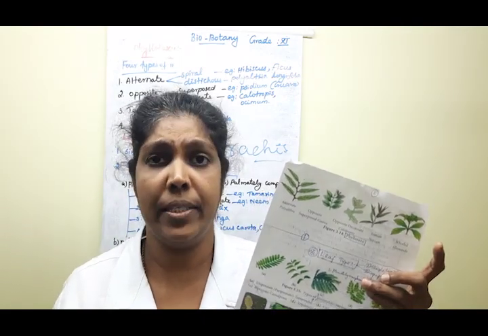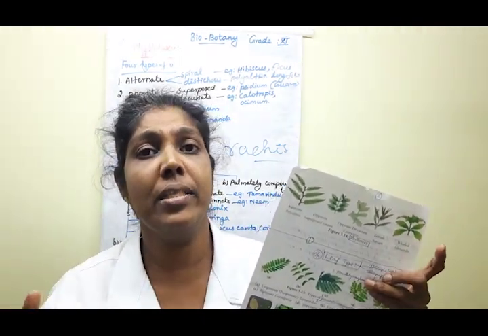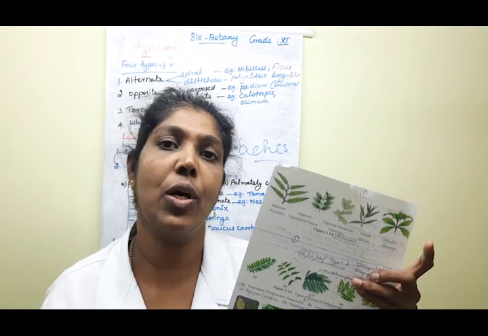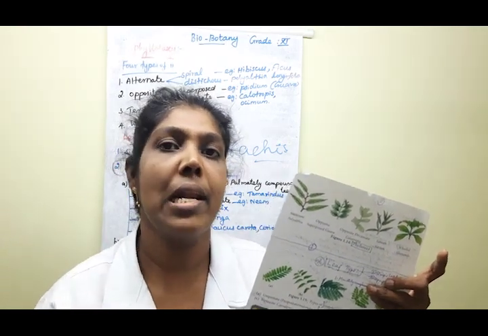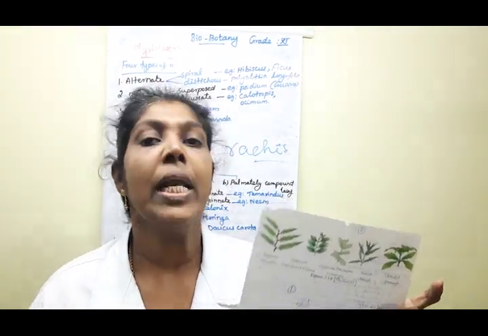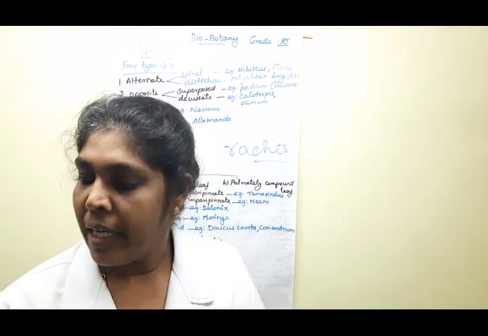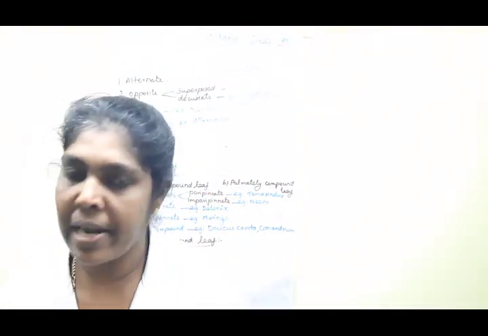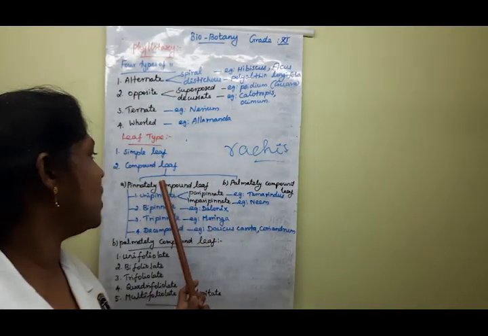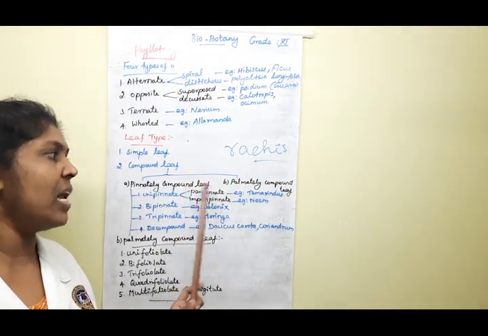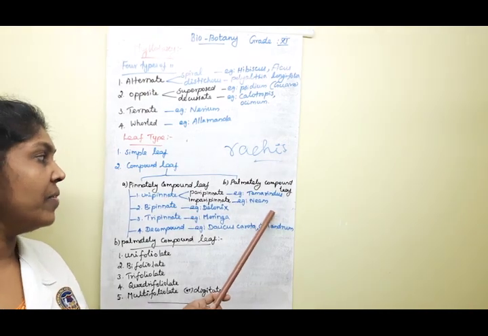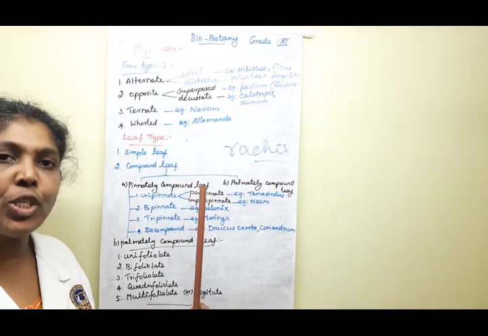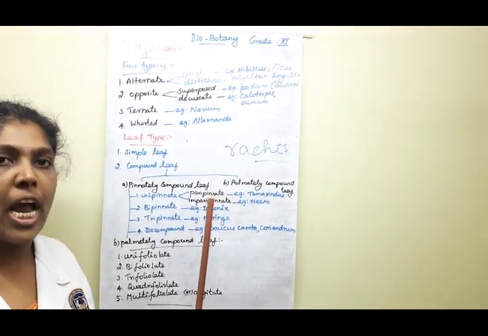Gossypium means cotton. Clear? The leaf type here is known as palmately compound leaf. Clear? Then there is the pinnately compound leaf and the palmately compound leaf. So there are two types, pinnately compound leaf and palmately compound leaf. These come under many subtypes.